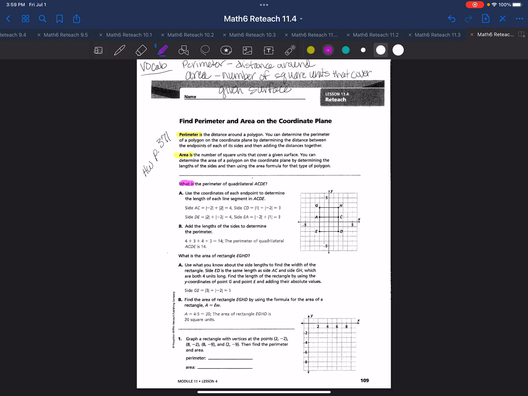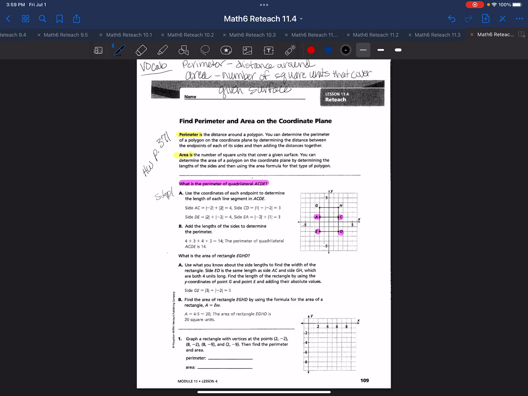What is the perimeter of quadrilateral ACDE? So we have A, C, D, E. It's a quadrilateral, which is a four-sided shape. Use the coordinates of each endpoint to determine the length of each line segment. So they don't want us to count squares because the directions say this is step 1. Use the coordinates of each endpoint, or your vertices, to determine the length of each line segment.